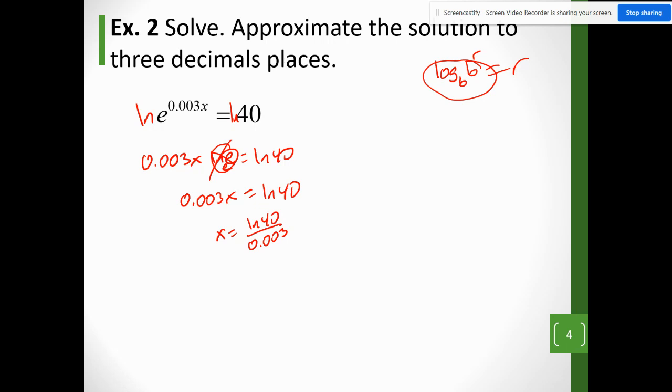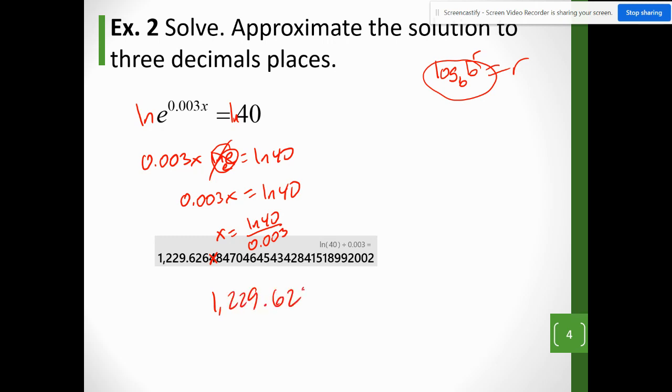All right, I'm going to divide both sides by 0.003. So I have ln of 40 divided by 0.003 is that. I have to round it to 3 decimal places. I do see my 4th decimal number. It is a little too small. So I'm just going to call this 1,229.626.